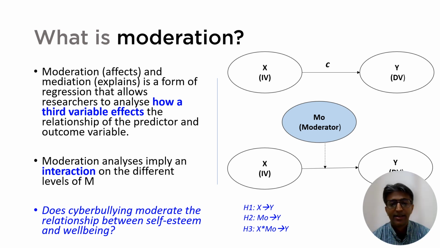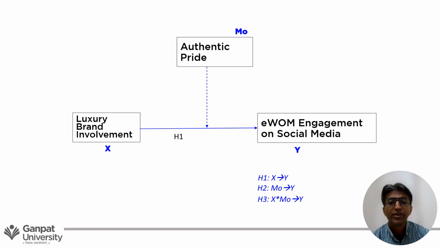So, in the next slide, I'm continuing with the example that I started in this session, that is luxury consumption. We continue with the same luxury example, the same relationship, luxury brand involvement to EWOM. This is the hypothesis, and X and Y are clear in this case. In this graphical representation, X is the luxury brand involvement, Y is the EWOM. You frequently observe that I'm changing X and Y, because that is how the nature of the model always demands.